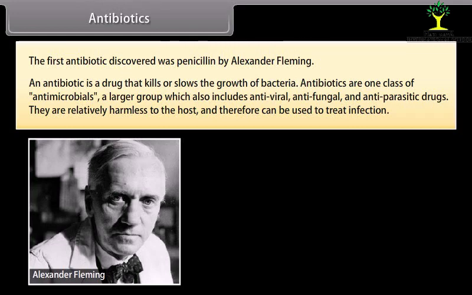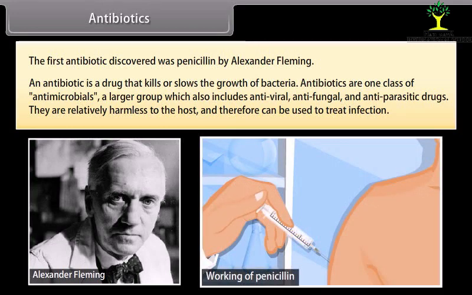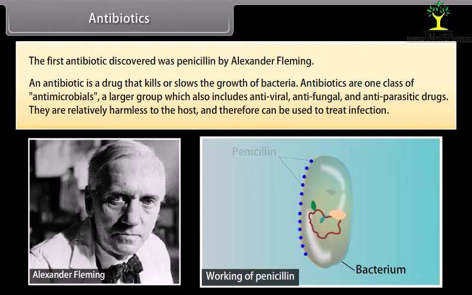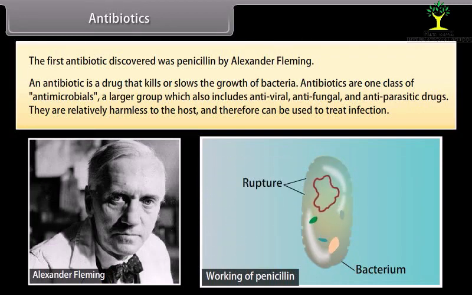Working of penicillin. It works by preventing the production of peptidoglycan, a substance that forms the cell wall. This means the cell will continue to grow without dividing or developing a new cell wall. Therefore, the wall gets weaker and eventually ruptures.